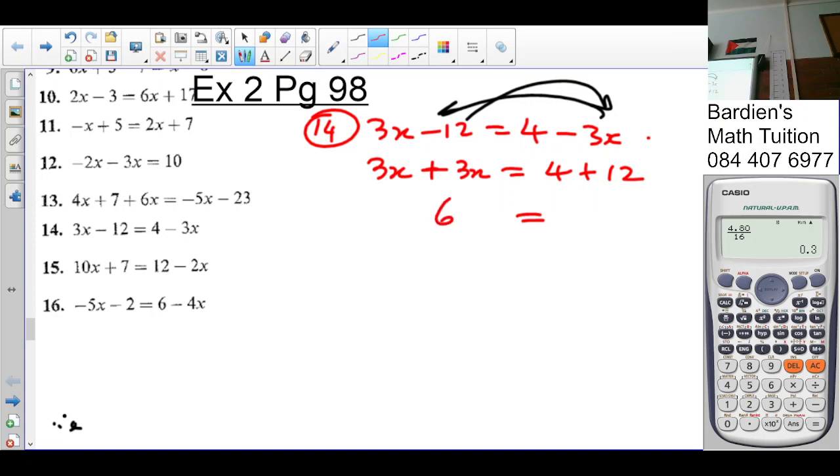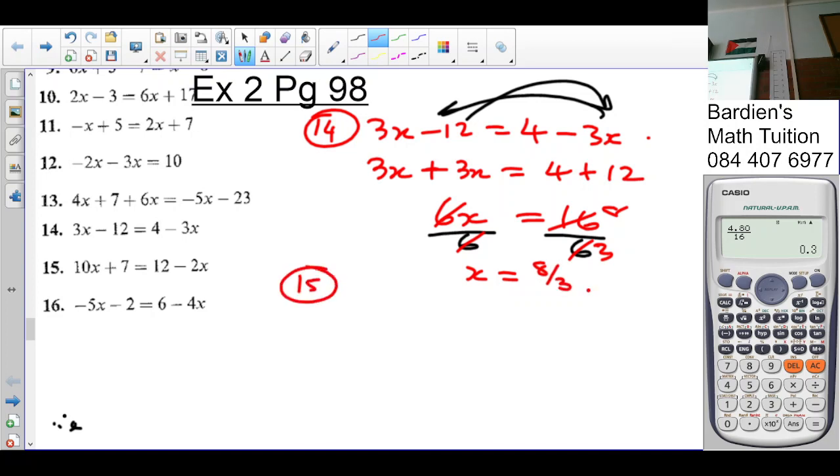3x plus 3x is 6x, yes? 16, yes? When x answer divided by 6 both sides, yes? X is equal to? 8 over 3. 2 goes into 16 8 times, 2 goes into 6 3 times, it's 8 over 3. Nice. Number 15, behind her.